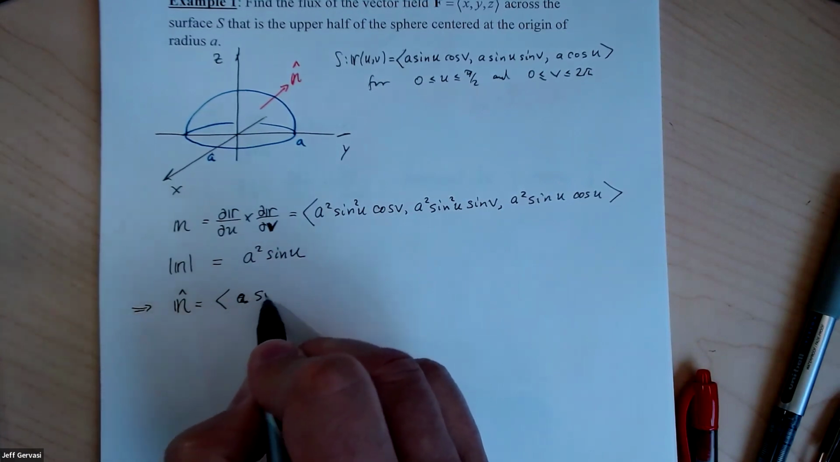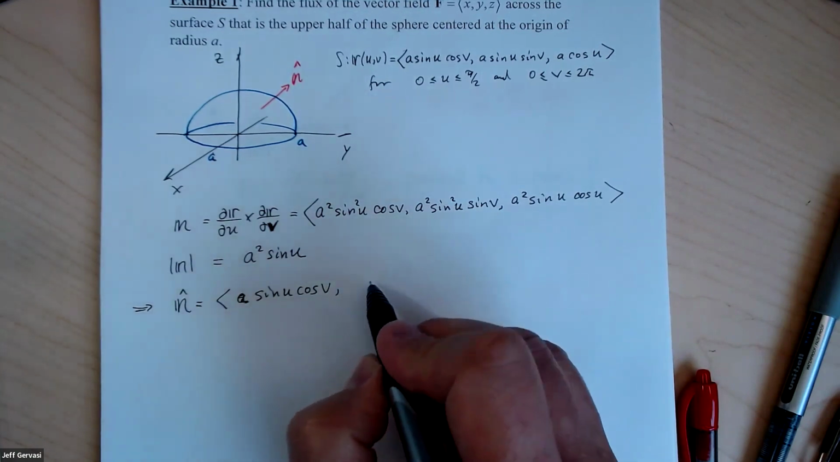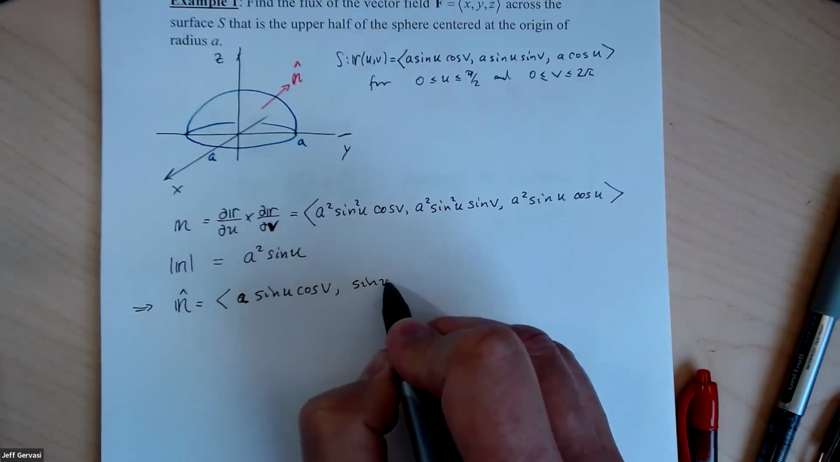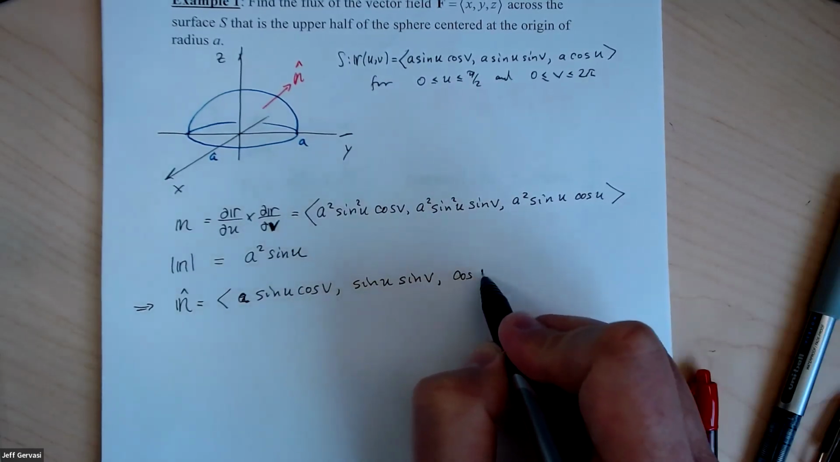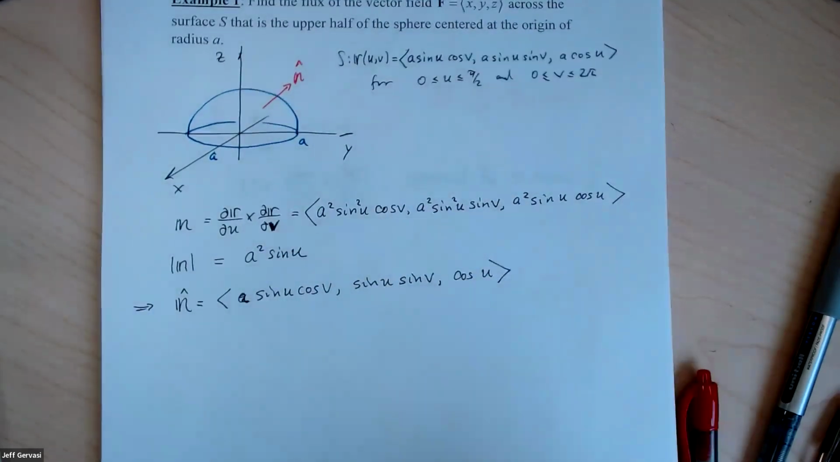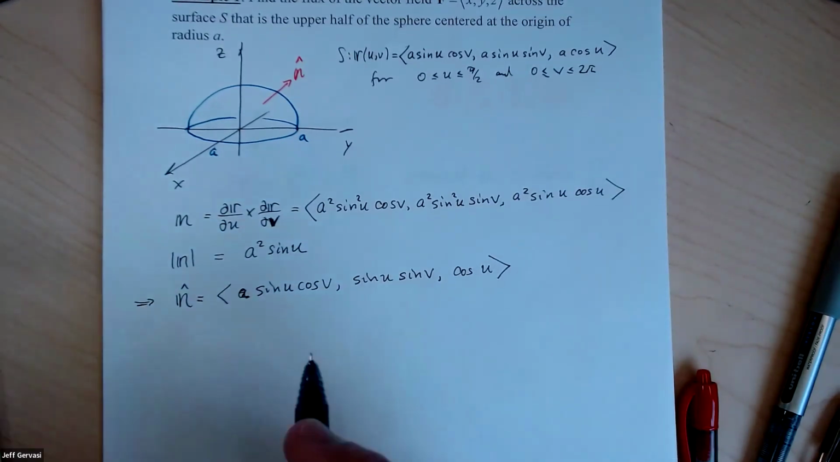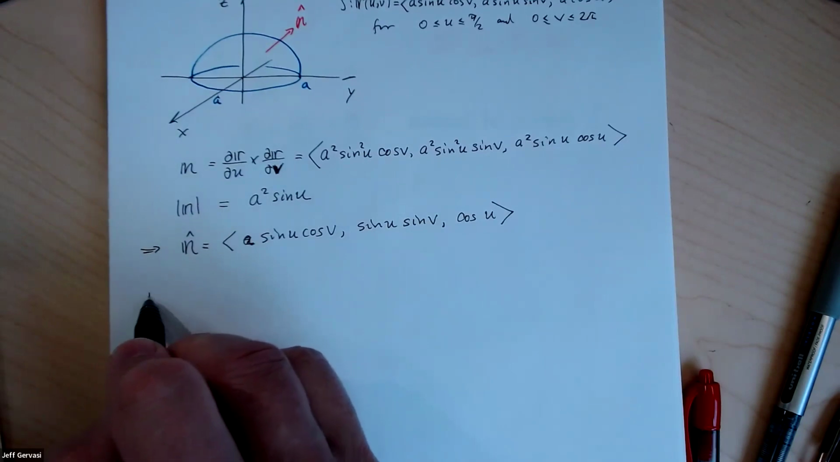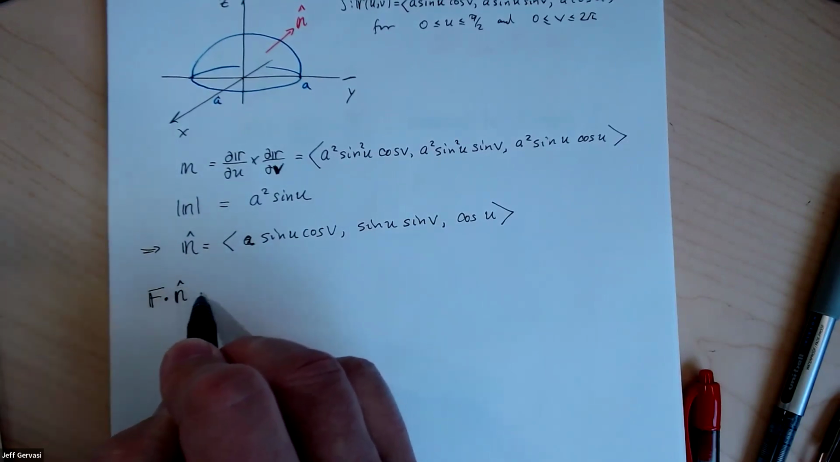Those two taken together tell us that our unit normal vector is equal to the following: sine u cosine v, sine u sine v, cosine u. Then I'm going to take that and dot it with my vector field, mindful that I have to put the field in parametric form.